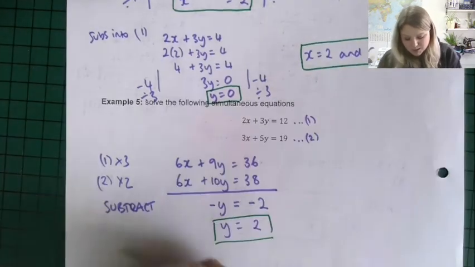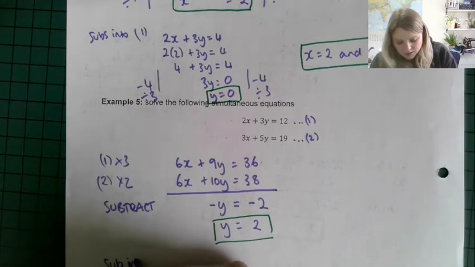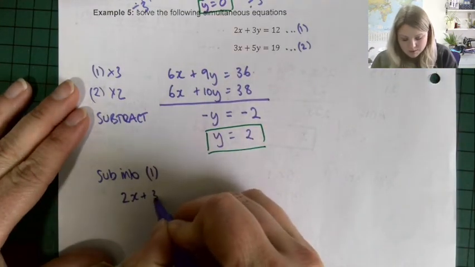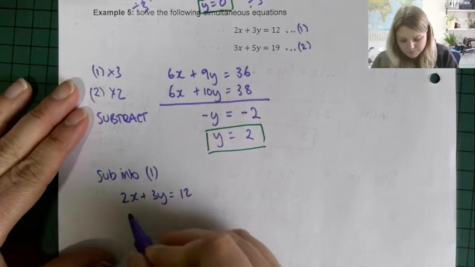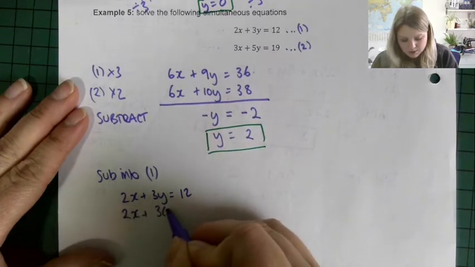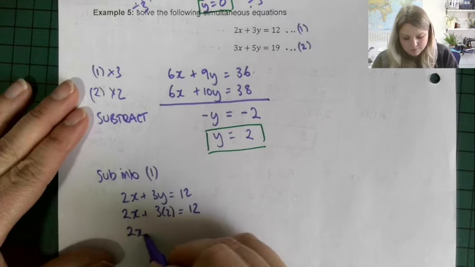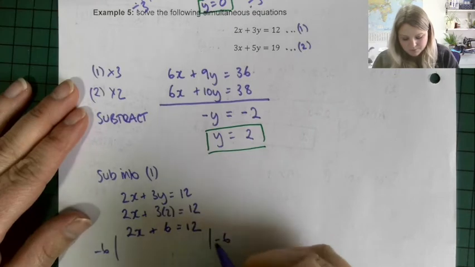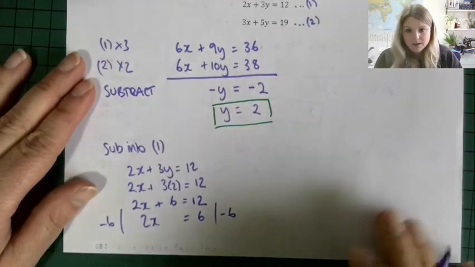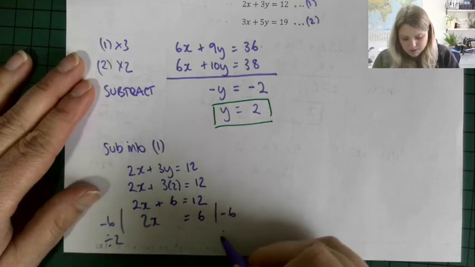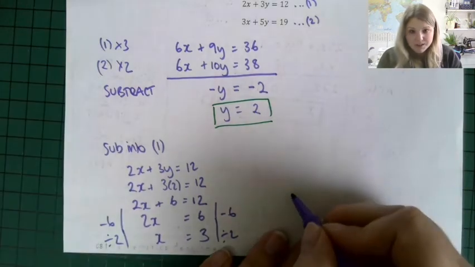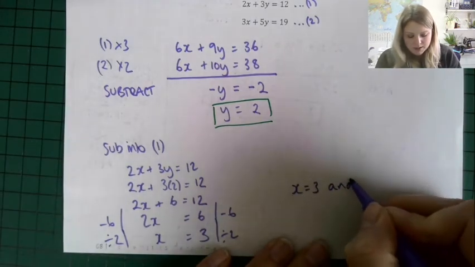Doesn't matter which, I'll go for equation 1 again. So substitute into equation 1. So equation 1 was 2x plus 3y equals 12. Well, we now know y is 2. So 2x plus 3 multiplied by 2 equals 12. Now, take away 6 from both sides. And then divide by 2 both sides. So x equals 3. So my final answer is going to be x equals 3 and y equals 2.